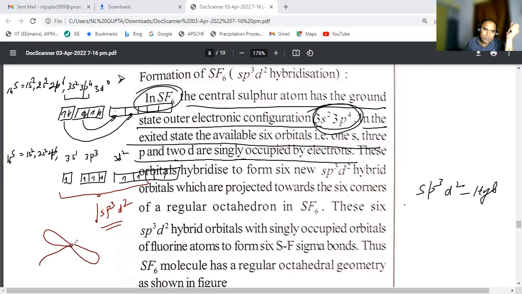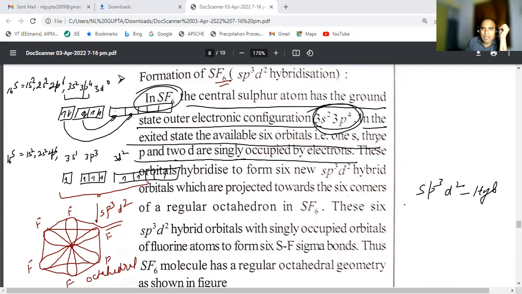Then another 2 orbitals are there, and the next one goes downside. So they are 6 orbitals, and the shape is octahedral. This is octahedral shape. And what about the fluorines? SF6: one fluorine here, another here, another here, another here, and the last two, so they are the same.